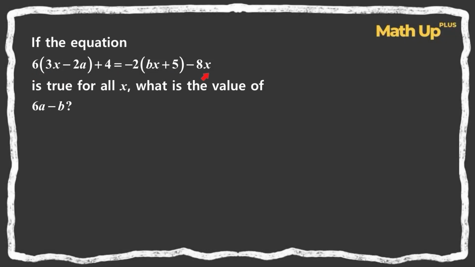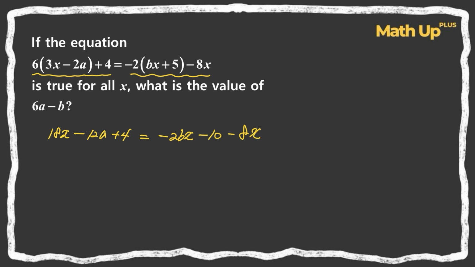If this equation is true for all x, what is the value of 6a minus b? If the equation is true for all x, that means the equation has infinitely many solutions. If we simplify the expression on the left-hand side, that's 18x minus 12a plus 4. The right-hand side, minus 2bx minus 10 minus 8x.